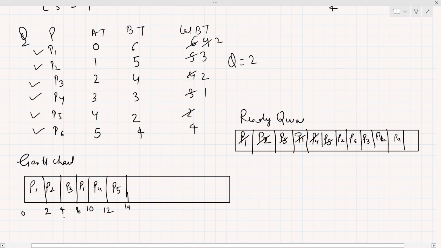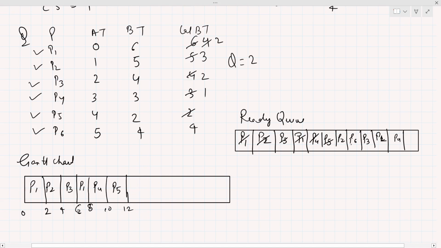Okay, so we made a mistake. It is 6 and 8: from 4 to 6, 6 to 8, 8 to 10, and 10 to 12. So this is the mistake. P5 is now completed, and the completion time of P5 is 12.